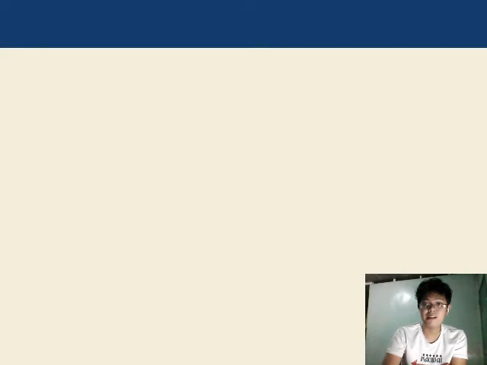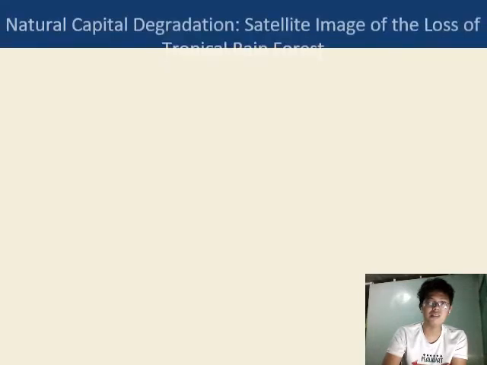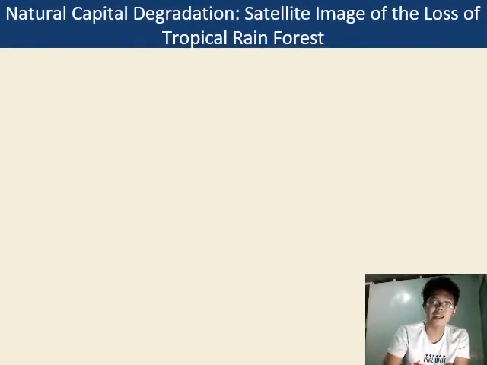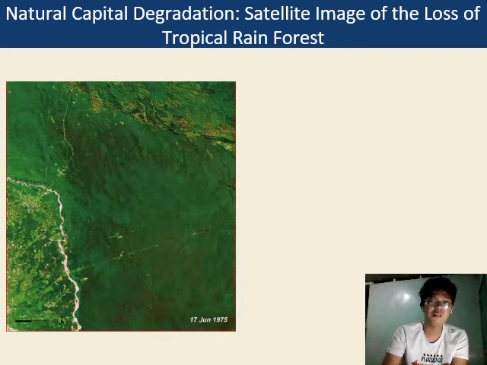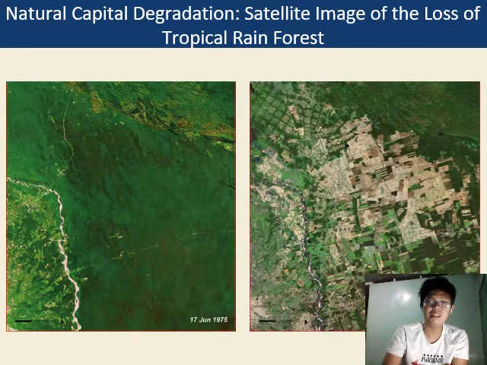Now here's a satellite image of the changing rainforest landscape due to natural degradation. This is a satellite image of a city in Bolivia called Santa Cruz. This is the forest cover during June 17, 1975, but by May 2003, this is now the tropical rainforest cover. A lot of space there has already been used by humans for farming, agriculture, and building of built-up areas. This is how we humans are degrading our tropical rainforest.